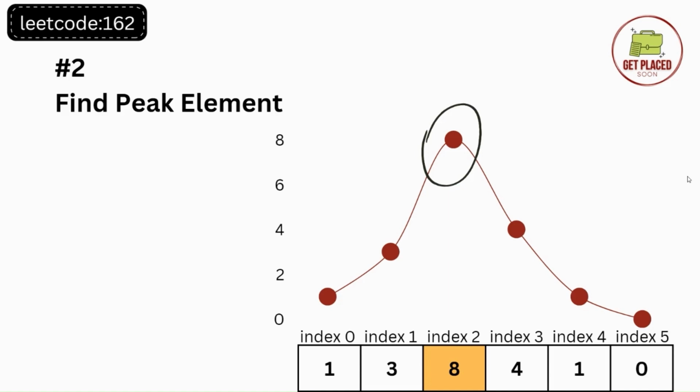In the given example, index 2 has value 8. It is greater than its neighbors at index 1 and index 3. So 8 is greater than 3 and 4, so 8 is considered a peak element. Now, an array might consist of many peak elements. We are supposed to return the index of any one of the peak elements in this problem.